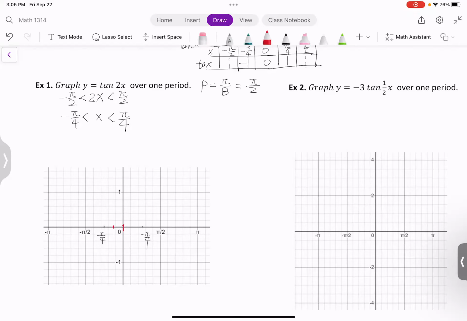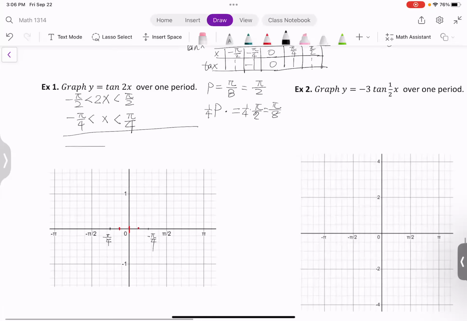So this is the middle. I need to divide it here and here. So I can use my initial point plus 1/4 of the cycle, or 1 period. So 1/4 times the period, 1/4 times pi over 2, is pi over 8. Okay, that means I can draw a table, x and tangent 2x. So the first key point is negative pi over 4. Last key point is pi over 4.